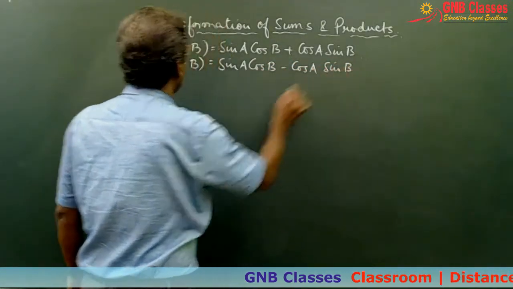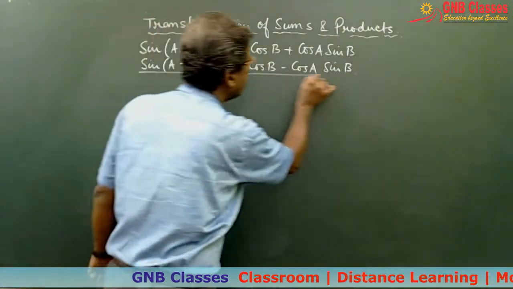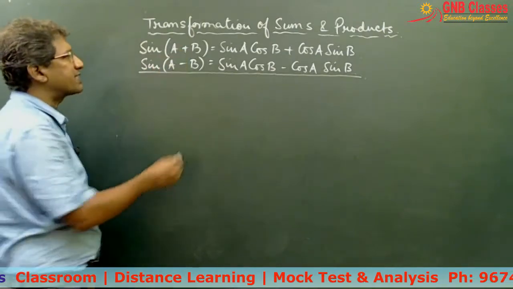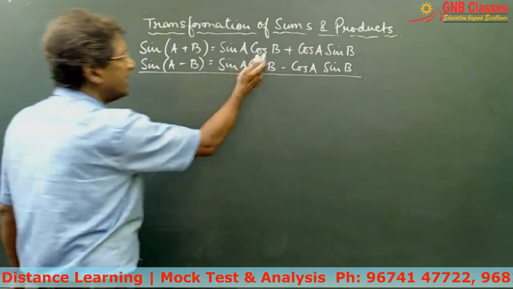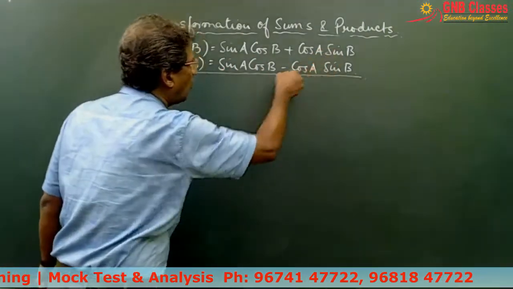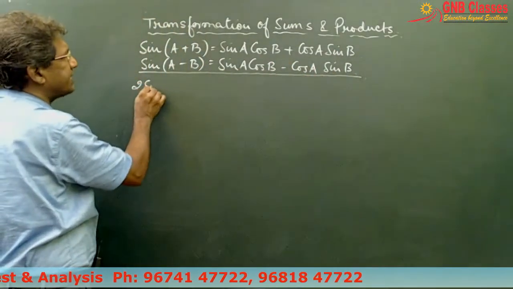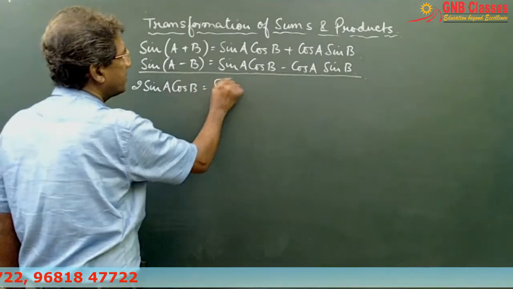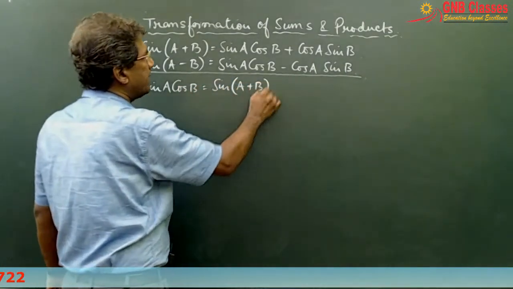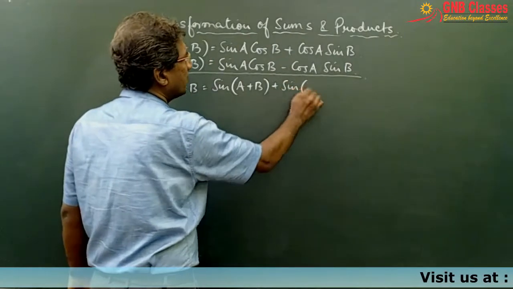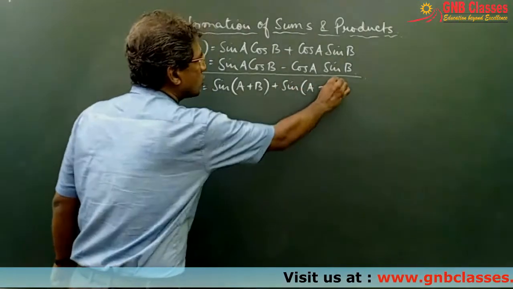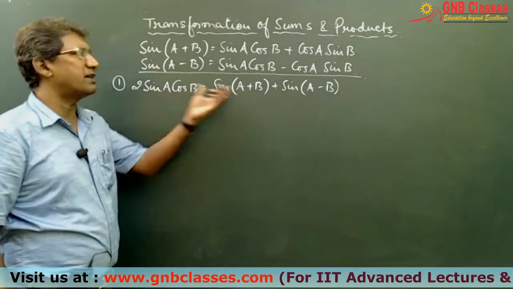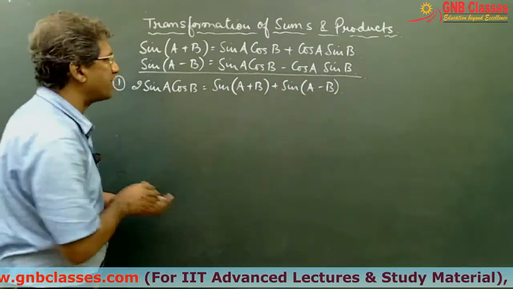Right? Now if we add these two equations in their corresponding sides, in the right hand side we are going to get this and this will go off. So we are left with 2 sine A cos B is nothing but sine A plus B plus sine A minus B. Is it clear? So this is the first formula that we have to remember. 2 sine A cos B is nothing but sine A plus B plus sine A minus B.